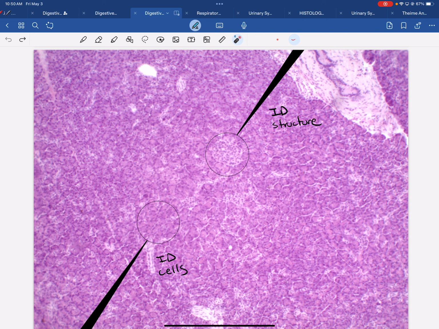Okay, and then what's the function of the pancreatic islet? Produce glucose, and, no, not glucose, insulin and glucagon. Good. So to produce insulin and glucagon. What does insulin do?